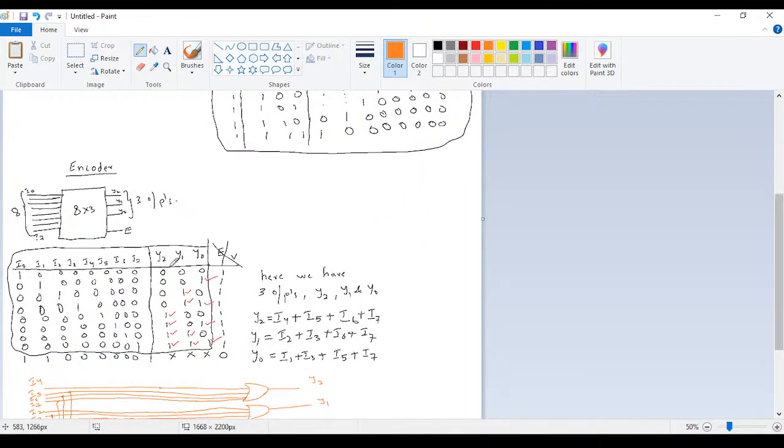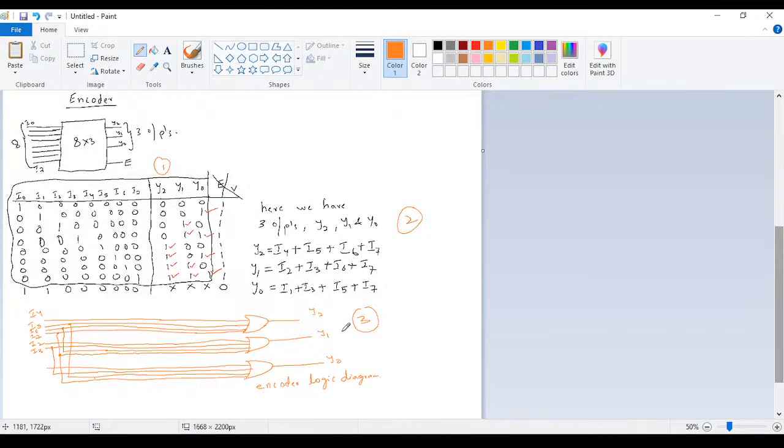So the first thing we need to know is to understand the functionality. After getting the functionality, second is getting the expression, and third is drawing the circuit diagram. So for all the circuits, first the functionality, then the expression. It is very easy to get the expression.